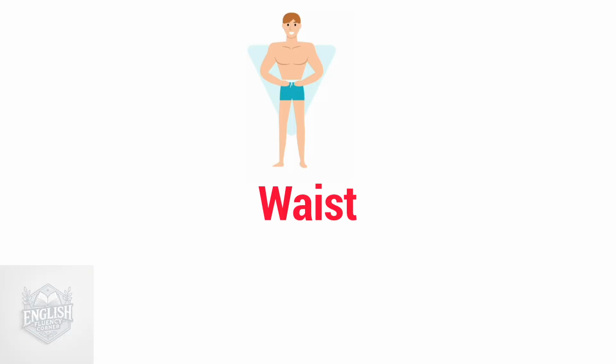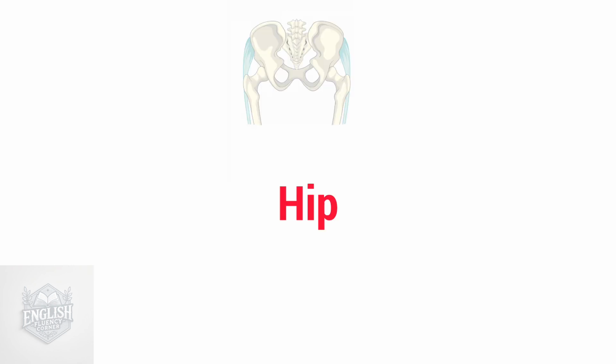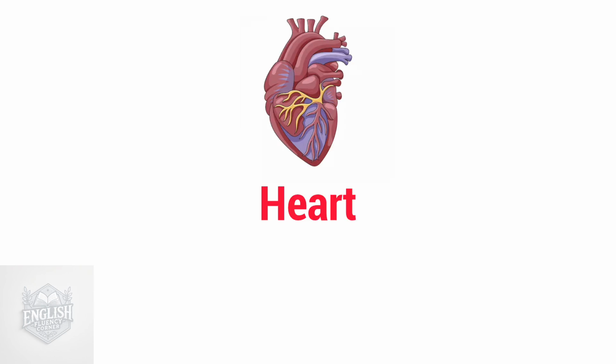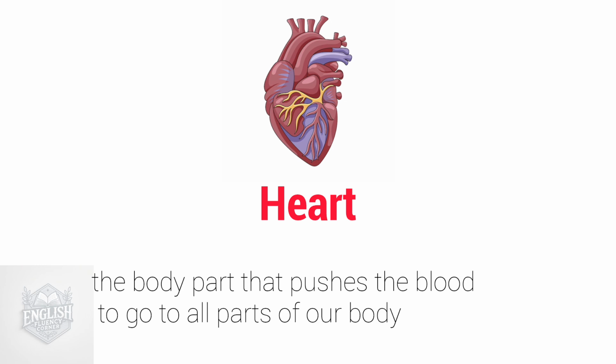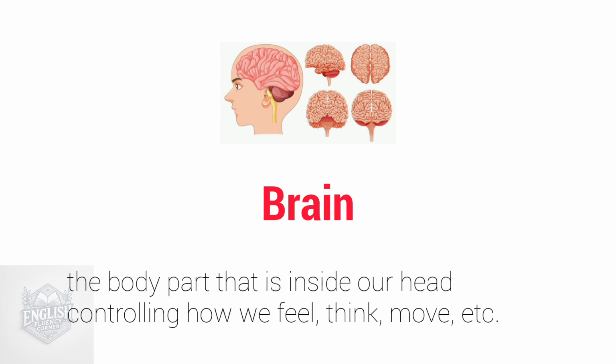Waist. The part of the body between the ribs and hips, which is usually narrower than the parts mentioned. Hip. Each of the parts above the legs and below the waist at either side of the body. Heart. The body part that pushes the blood to go to all parts of our body. Brain. The body part that is inside our head controlling how we feel, think, move, etc.